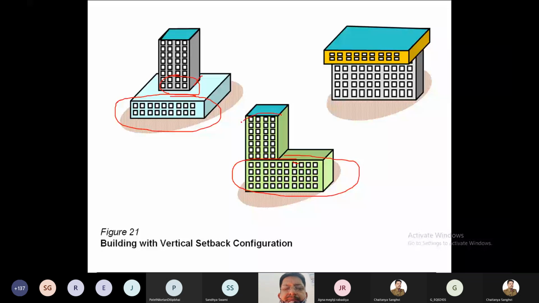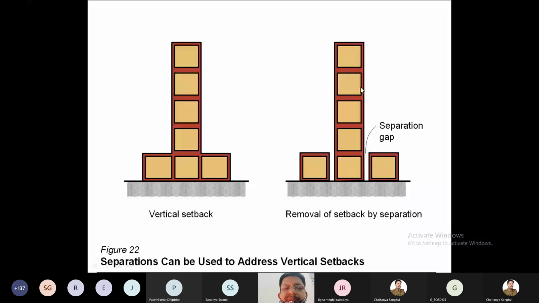So what is the solution? The solution, as Dr. Murthy correctly said, is that it should be simple and symmetric. Don't make complicated structures. So if it is a vertical setback, separate the portion and then try to make it as simple as possible by providing a separation gap, right? So here you can provide the separation gap like this, right?